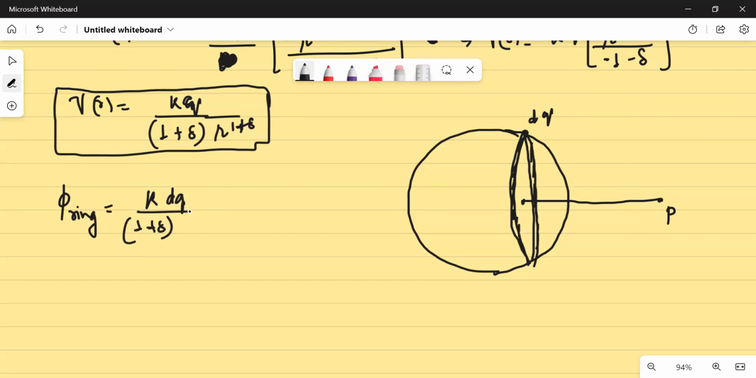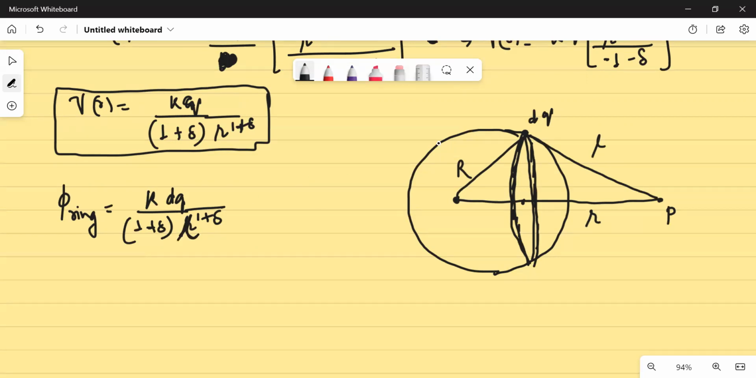This will be the expression, isn't it? And here I think I took this as the origin. I had some capital R, and I think this distance was L, isn't it? So instead of R, I will write simply L.